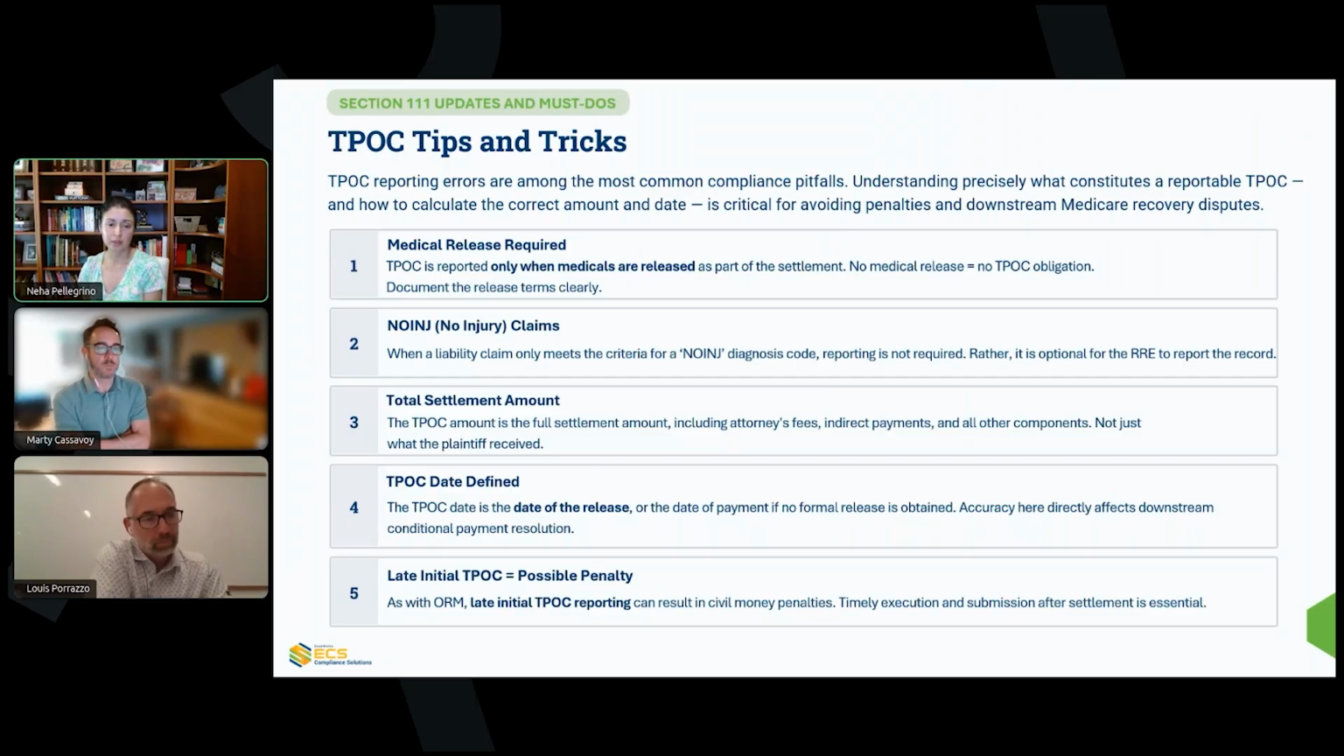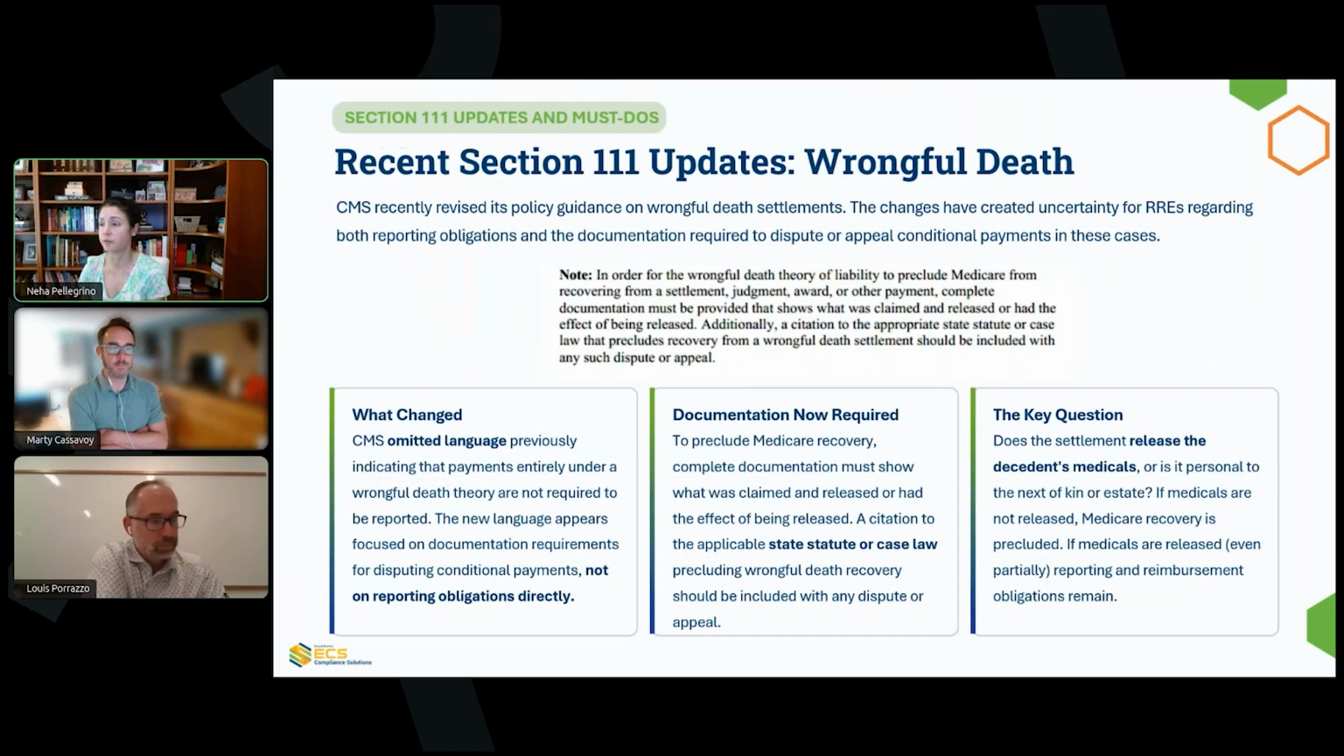Okay, so I think we can move on to our next topic, where Marty will guide us through a recent policy revision regarding wrongful death settlements.